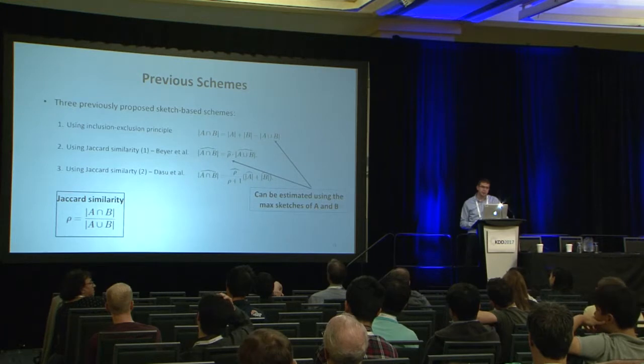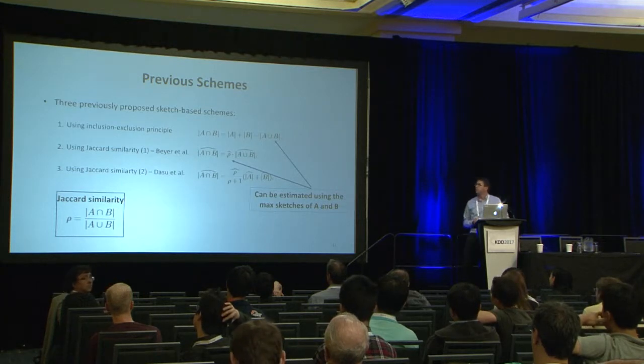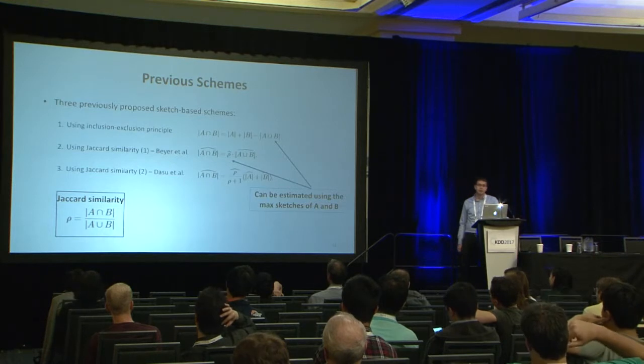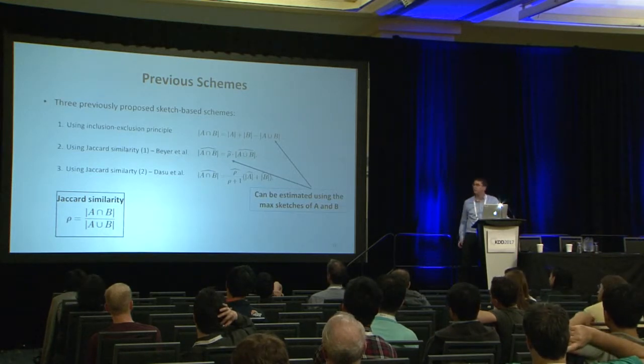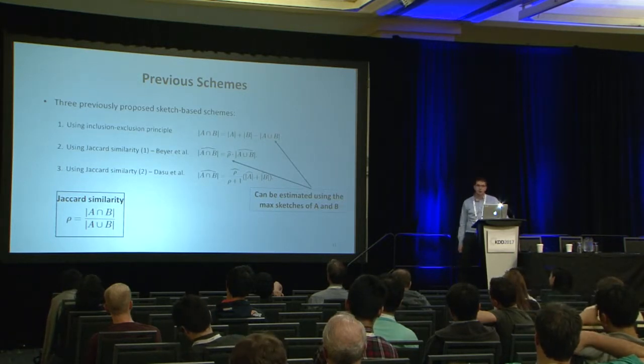Back to the set intersection problem. There are three previously proposed sketch-based schemes for this problem. The first one uses the well-known inclusion-exclusion principle. The cardinalities of A and B are estimated, and then the cardinality of the set union is subtracted to get an estimation for the set intersection cardinality.